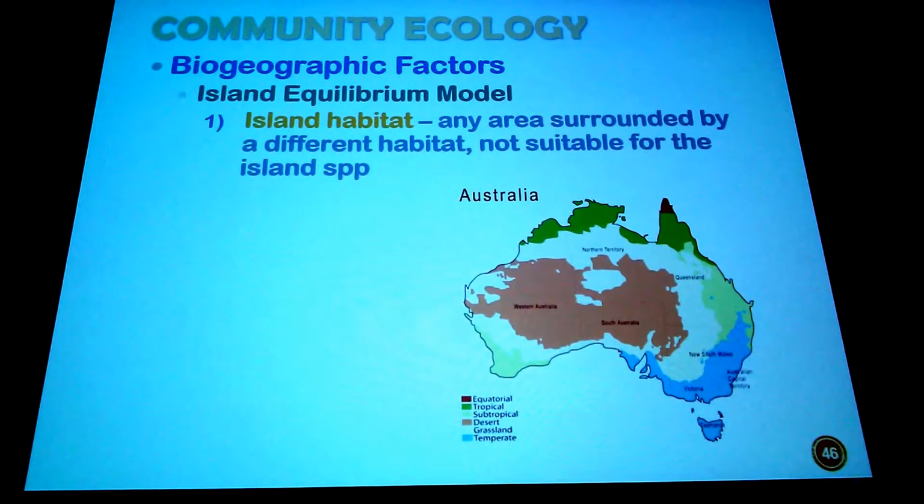So island habitat. In fact, from here on out, for the island equilibrium model, we're going to be talking about Australia. It just lends itself pretty well to this. Put the examples up and use it. So island habitat, any area surrounded by a different habitat not suitable for the island species. If you're terrestrial, the aquatic area, the ocean around you, you're not going to be able to get off the island.